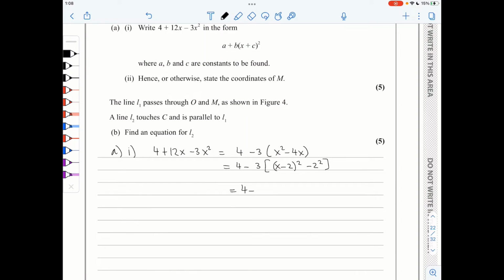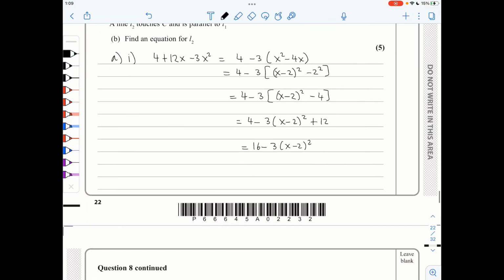So this is 4 minus 3 square brackets x minus 2 squared minus 4, which upon further expansion will give me 4 minus 3 brackets x minus 2 squared plus 12. So this is 16 minus 3 brackets x minus 2 squared, and therefore the value of A is 16, the value of B is negative 3, and the value of C is negative 2.